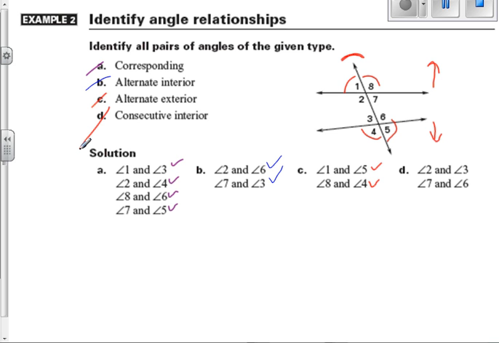And then if I look at the last one, consecutive interior, so let me erase this real quick. Okay, and then we'll do black this time. So I have consecutive interior. So you have 2 and 3 as consecutive interior, or you have 7 and 6 as consecutive interior. All right, so that takes care of those.